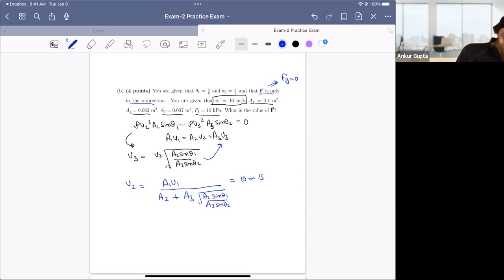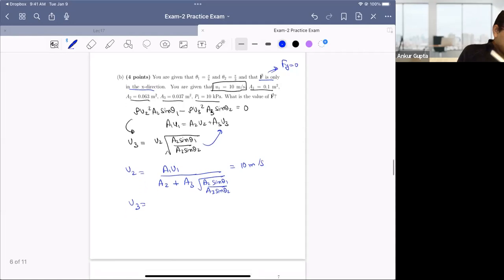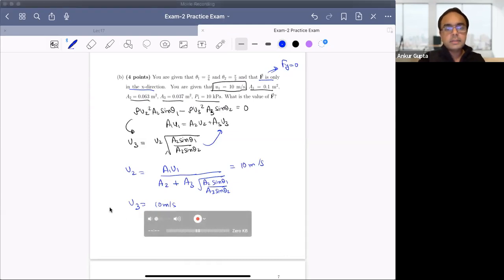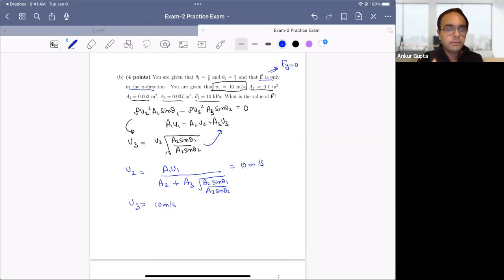Okay, and then let's also do the U3 calculation. U3 is the square root of A2 sine theta 1 by A3 sine theta 2 times 10. So 10 into that is also essentially 10. So this is also approximately 10. Okay, so essentially all the values are the same. That's probably the way the problem was set up, to make sure it all comes out to be 10 meters per second.